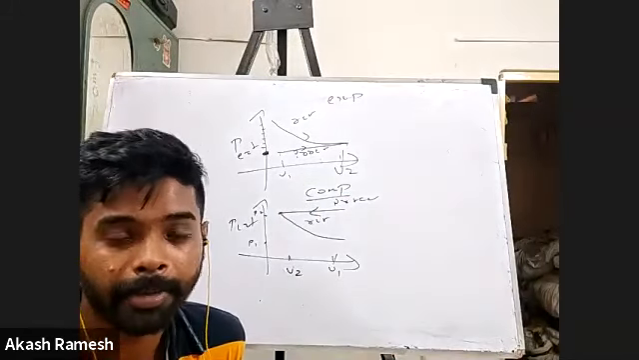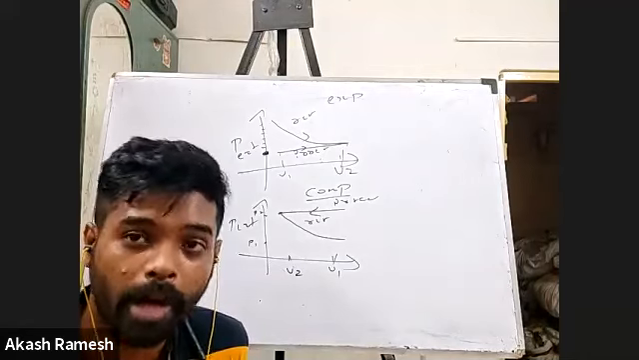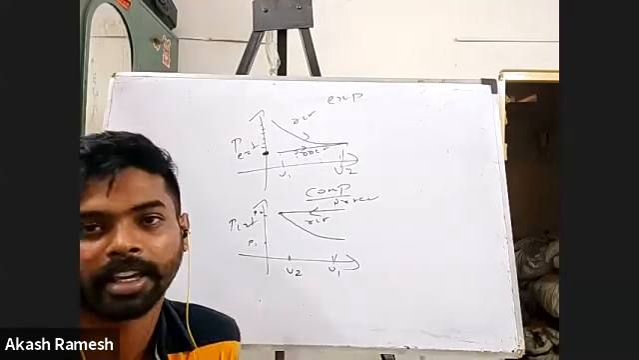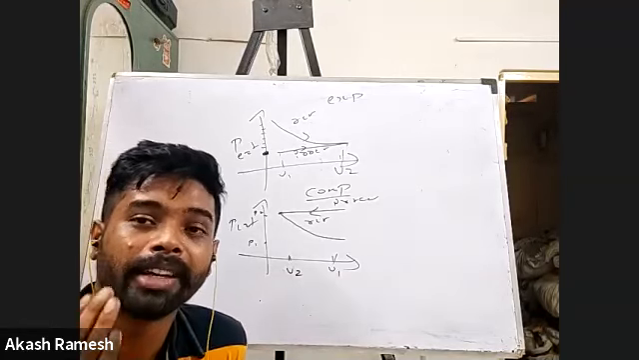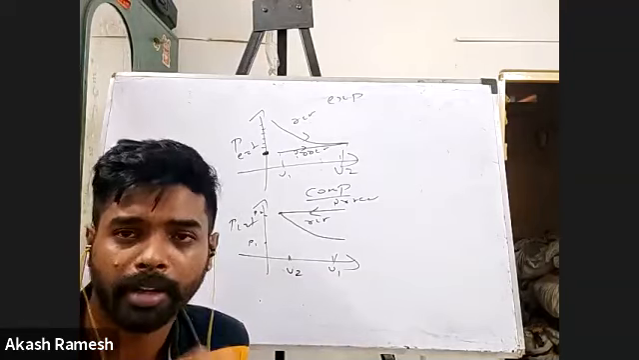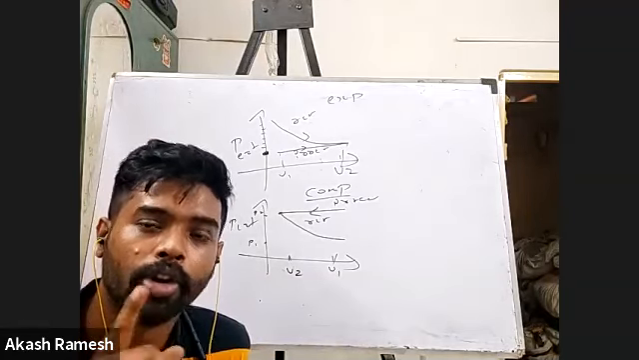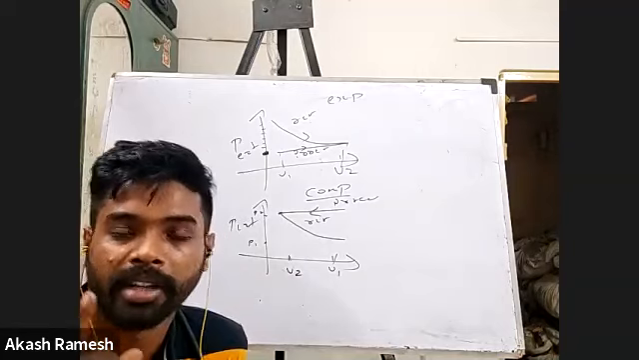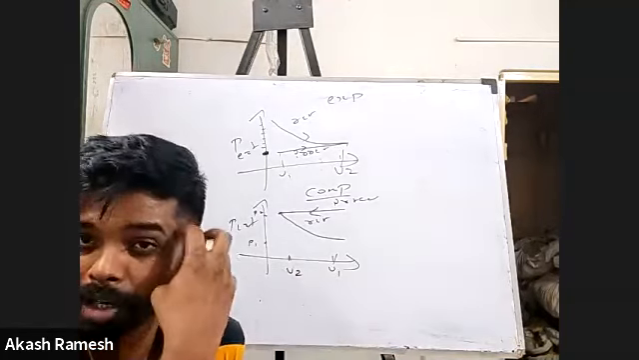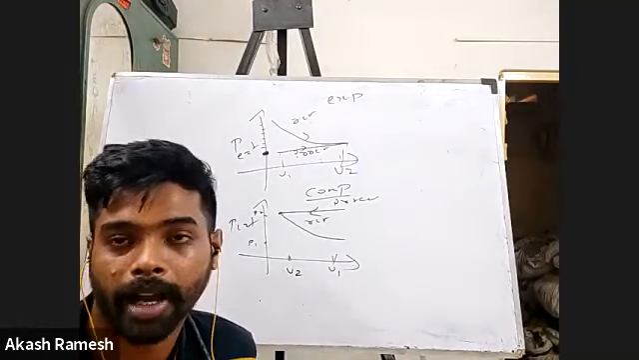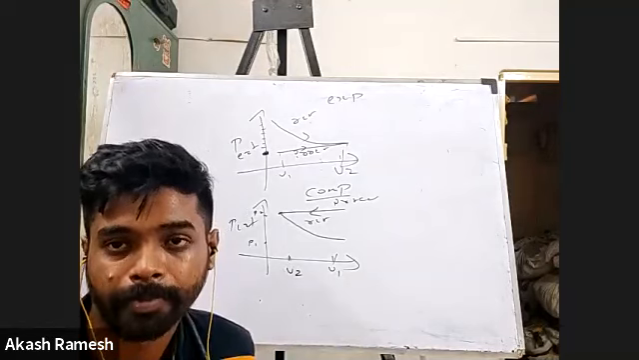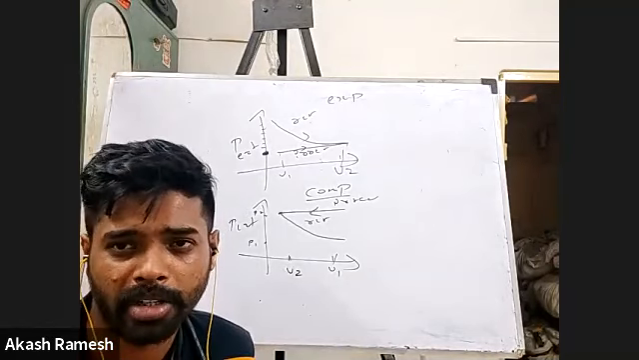Now tell me, where the area is more, where the work done is more, for irreversible or reversible? Irreversible. Exactly. For any case of compression, between irreversible compression and reversible compression, the work done during irreversible compression is greater. Whereas for expansion, reversible expansion will have the higher value of work. Is that understood? Anybody has any questions?